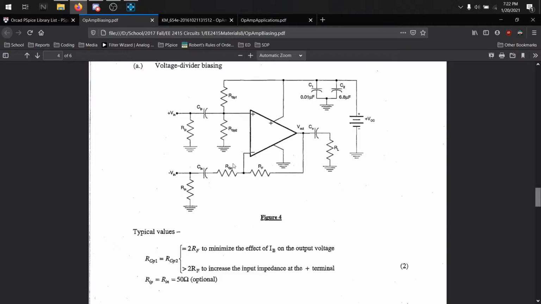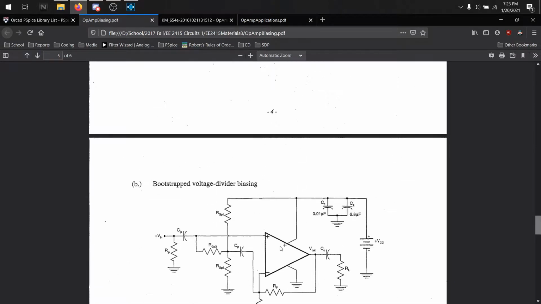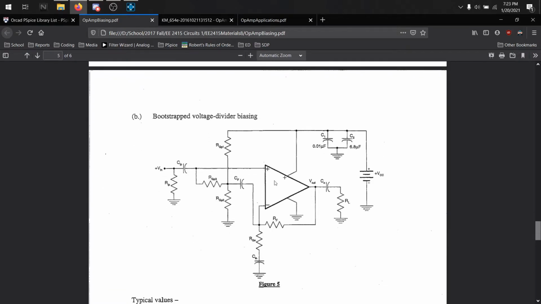But where we have this is your gain equation, your gain resistors down here. But you have RGP1 and RGP2. RGP1 equals RGP2 if 2RF is equal, to minimize IB, and if it's greater than, to increase the input impedance to the positive terminal. And then these stay the same. And this is another variation of bootstrap voltage divider biasing.